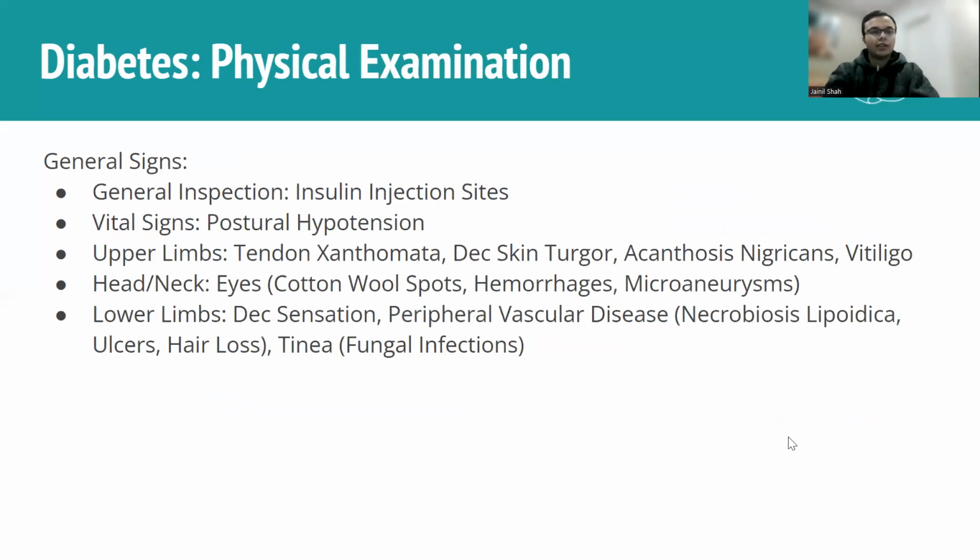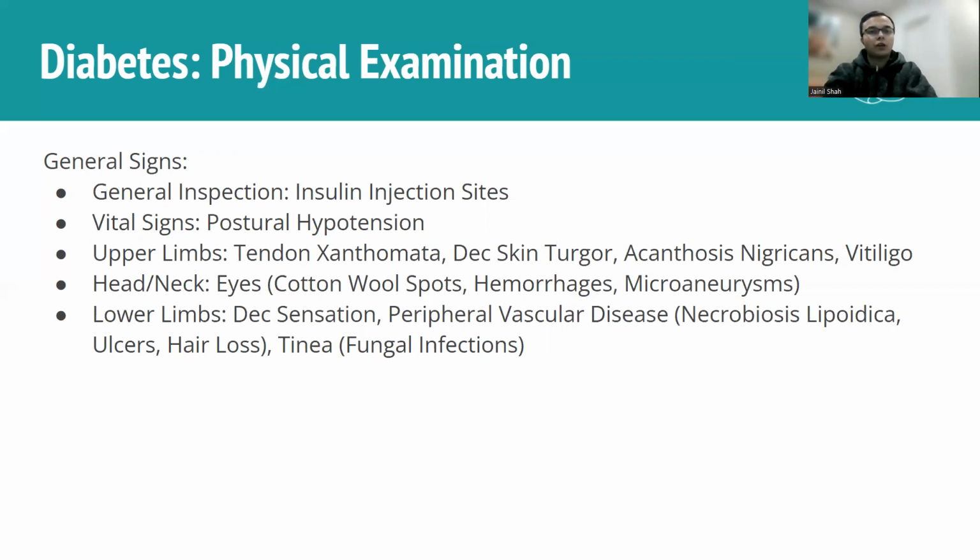In terms of physical examination, general signs you can expect to look out for. On general inspection, you might want to look for insulin injection sites. In terms of vital signs, because we mentioned before, with autonomic neuropathy, you might expect to see things like postural hypertension. So that's important to keep in mind. Another thing which I haven't really included there, but you might want to look out for as well, is a bit of a fever. Because if they're febrile, that might point to an infection, which again, we said people with diabetes are at a greater risk of infection. So it's important to look out for that as well.